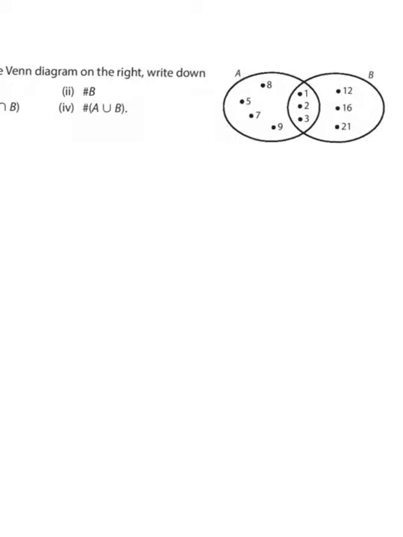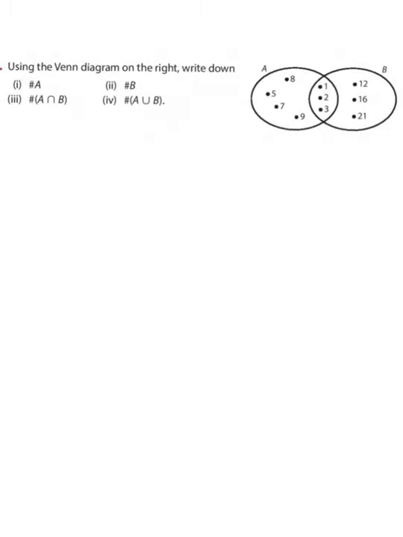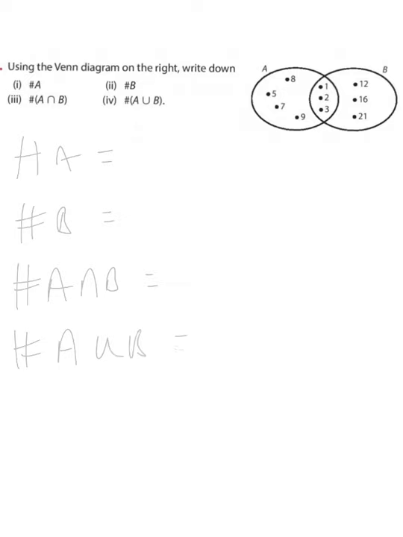Okay, so the next one that we have here. Using the Venn diagram on the right, write down the hashtag. Remember that hashtag stands for cardinal number of A, cardinal number of B, cardinal number of A intersection B, and the cardinal number of A union B. So dealing with the cardinal number of A, then we have the cardinal number of B, then the cardinal number of A intersection B, and then the cardinal number of A union B.